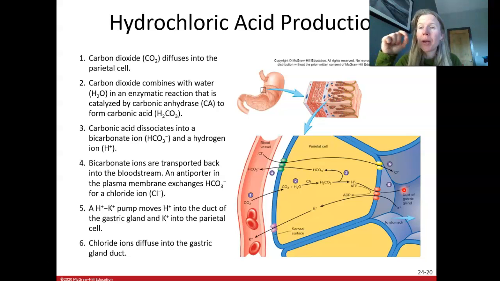The hydrochloric acid is going to be what helps break down cell walls so we can get to deeper portions of the cell. The hydrochloric acid breaks down connective tissues, so we can get food into smaller pieces. It denatures proteins, and it also kills microbes. So if you eat something that's a little funky, I'm not suggesting that you do, but the hydrochloric acid in your stomach should take care of it. Of course, there are some things that get past that.